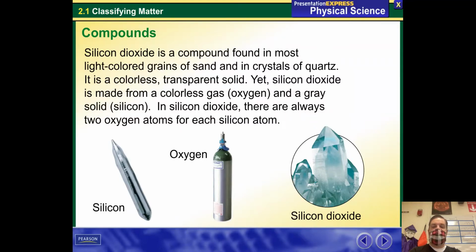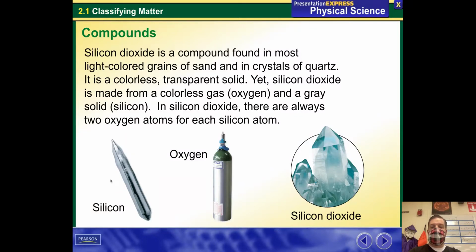Anyway, silicon dioxide is a compound found in most light-colored grains of sand and in crystals of quartz. It is a colorless, transparent solid, yet silicon dioxide is made from a colorless gas, oxygen, and a gray solid, silicon. In silicon dioxide, there are always 2 oxygen atoms to each silicon atom.